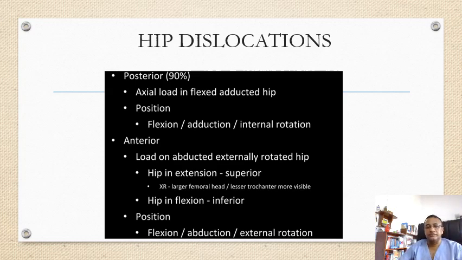The position, as earlier we mentioned, is flexion, adduction, and internal rotation. And anterior load is applied to the hip when the leg is abducted. If an abducted and externally rotated hip gets the force, then only you get the anterior dislocation. And the position is the same as above, flexion. Now it comes to not adduction, this is abduction. In the posterior dislocation it is adduction, in this it is abduction and external rotation.